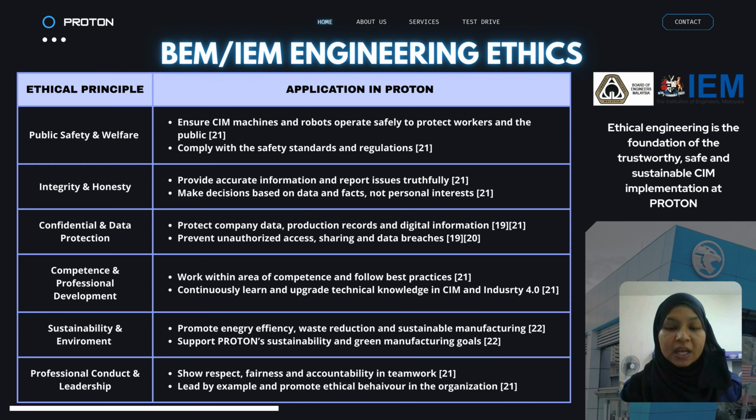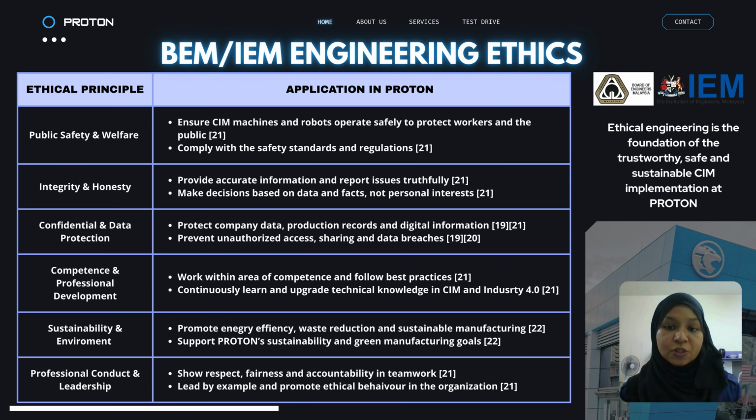than personal interest. Another important principle is confidentiality and data protection, which means the CIM system handles production data and company information. Engineers should protect this information and prevent unauthorized access or data breaches. Engineers must also maintain professional competence, which means working within their area of expertise and continuously improving their technical knowledge, especially in CIM and Industry 4.0 technology.